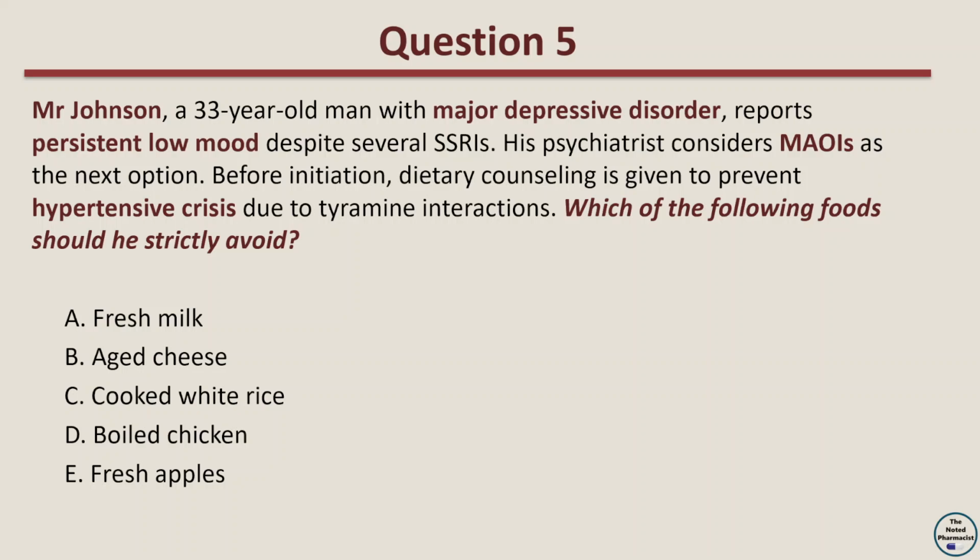Option A, fresh milk. Option B, aged cheese. Option C, cooked white rice. Option D, boiled chicken. Option E, fresh apples.